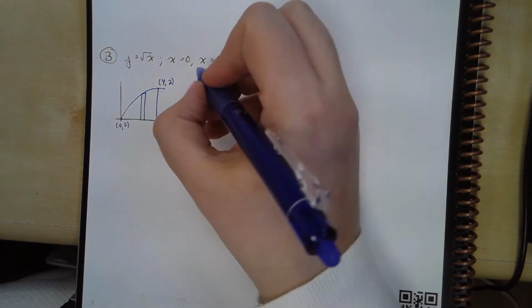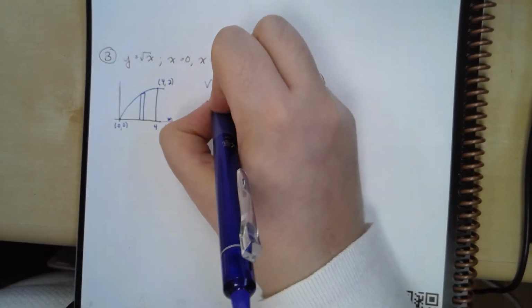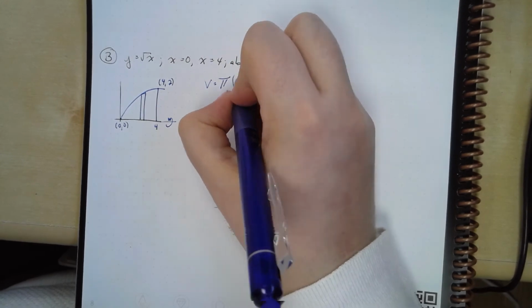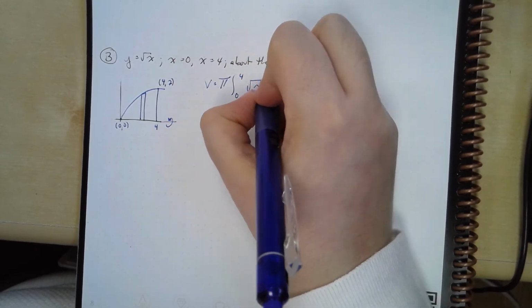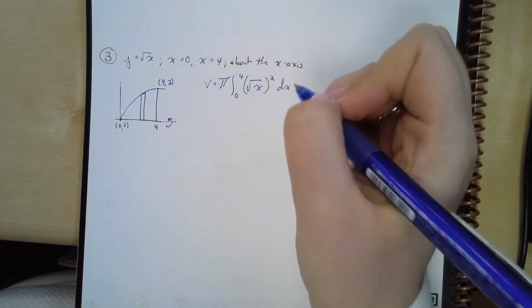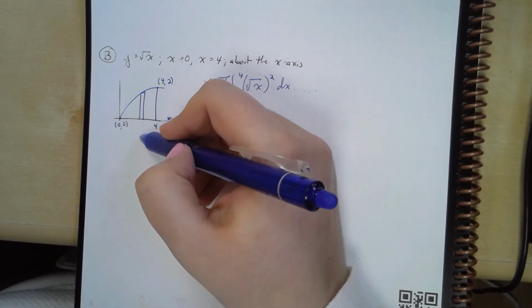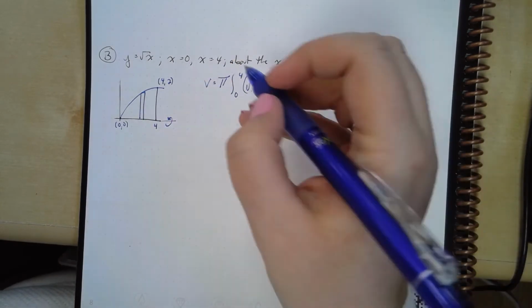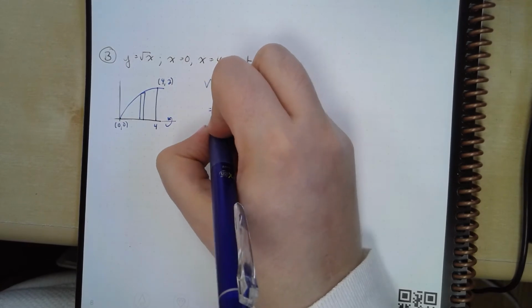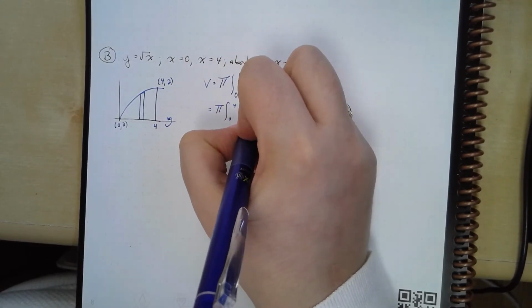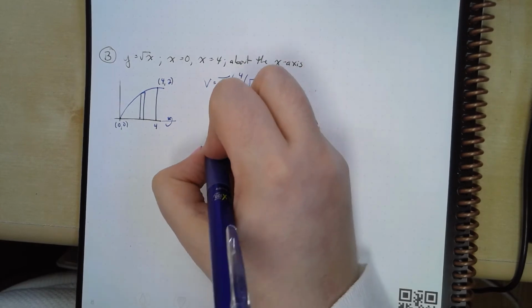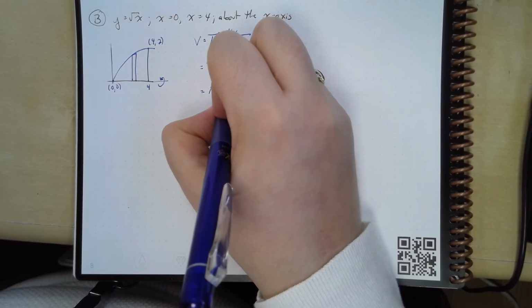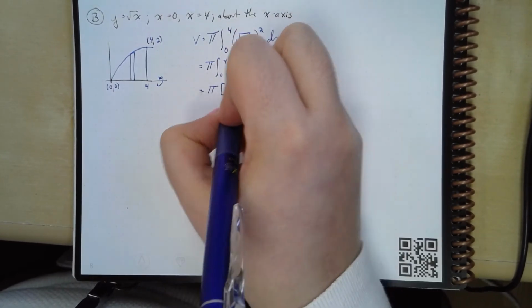So our disk, our volume of this is going to be equal to pi, right? The area of a disk is always going to have pi involved, from 0 to 4 of the square root of x squared dx. This is perpendicular to the x-axis, so we're going to evaluate this with respect to x. So this is going to be equal to pi from 0 to 4 of x dx, which of course is pi times 1/2 x squared from 0 to 4.